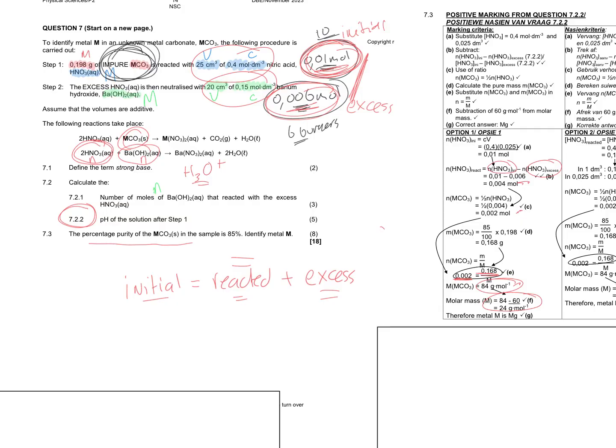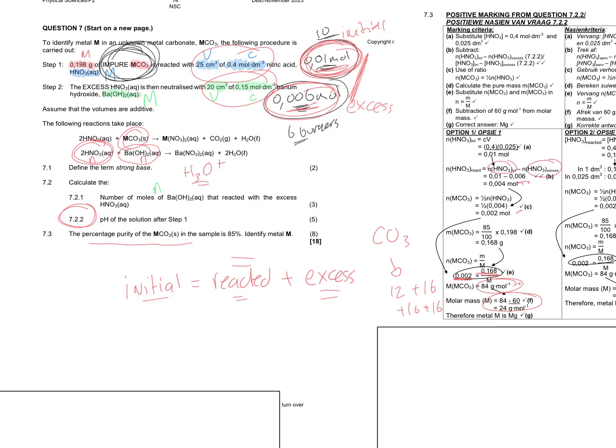The 60, I know you're asking me where the hell did that come from? The 60 is the molar mass of CO3. So the molar mass of CO3 is 12 plus 16 plus 16 plus 16. So if you minus the 60 from the 84, you get 24, which makes metal M, magnesium.